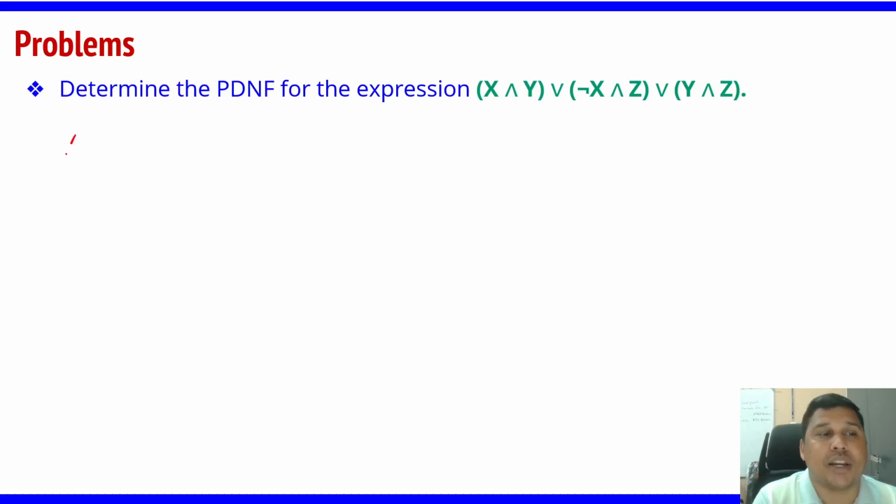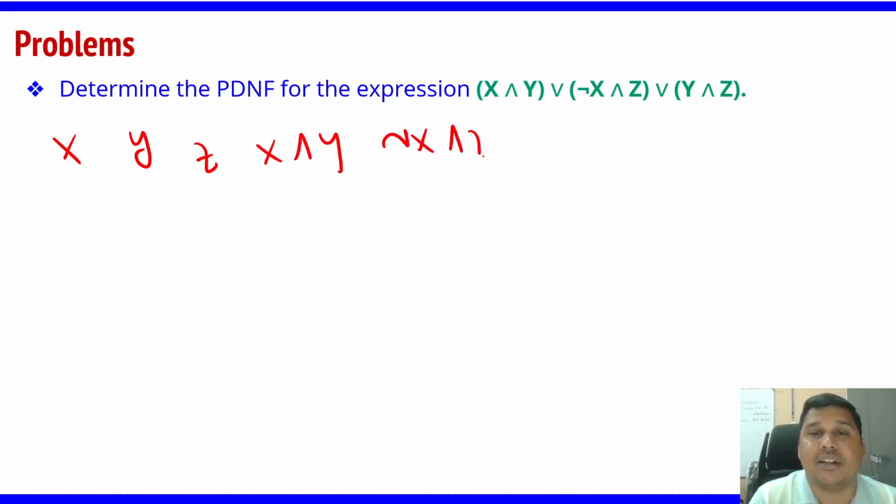Construct the truth table here: X, Y, Z. Then you have X and Y. Then you have negation X and Z. Then you have Y and Z.